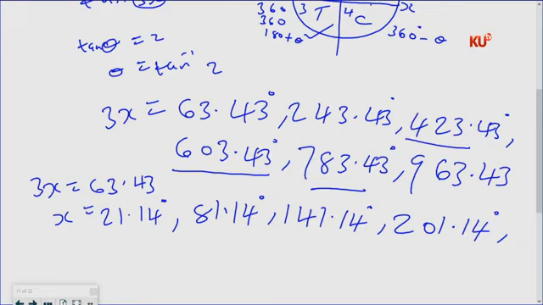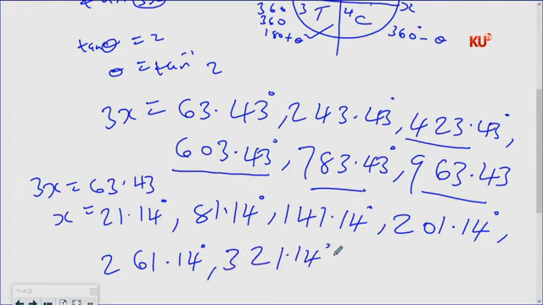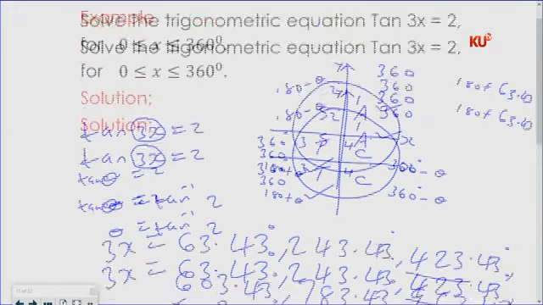What about this one here? You'll have 783.43. You divide by 3, you'll get 261. Remember, we are still within our limits. So you'll get 261.14 degrees. And then finally, let's look at this. You have 963.43 divided by 3. This is giving us 321.14 degrees, of which this value is within the limits that we were given.